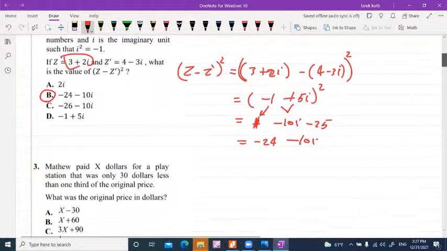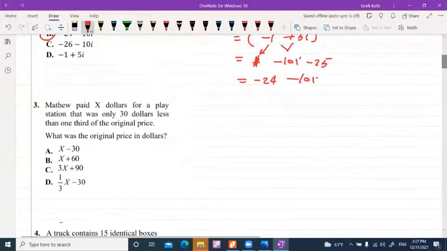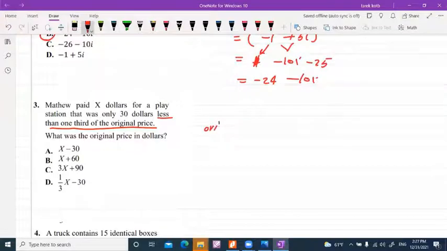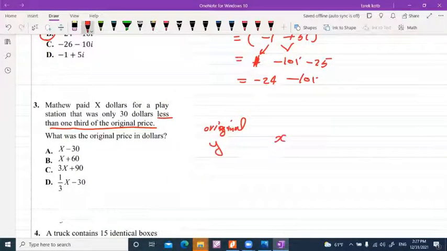Number 3. Matthew paid x dollars for a PlayStation that was only $30 less than one third the original price. What's the original price? So let me consider the original price is y, and it is x after. This is after.